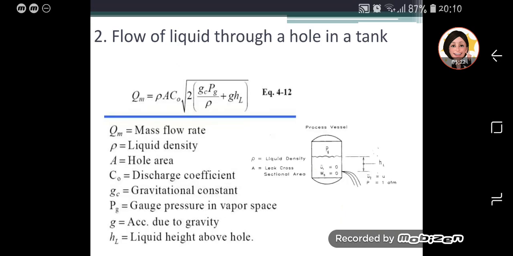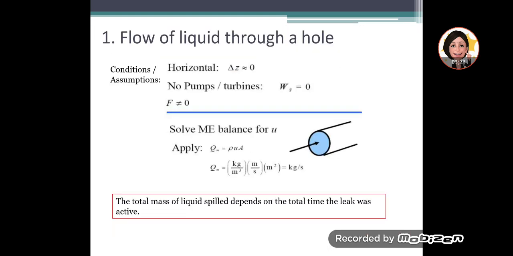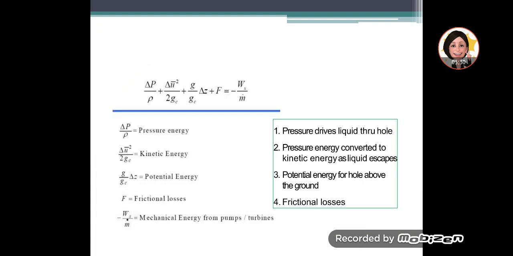So for this flow of liquid through a hole in a tank, if we look at this mechanical energy balance, all of these are in use. The potential energy is present. The frictional losses is present. Kinetics and pressure is present. But there is no mechanical energy from pumps or turbine.